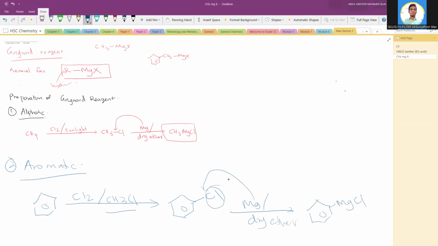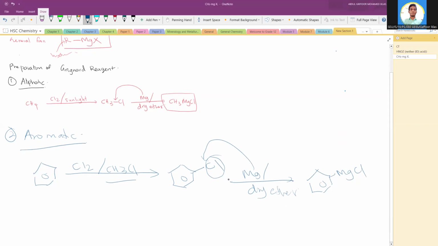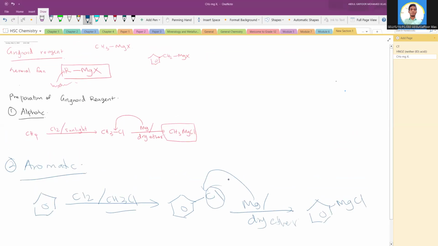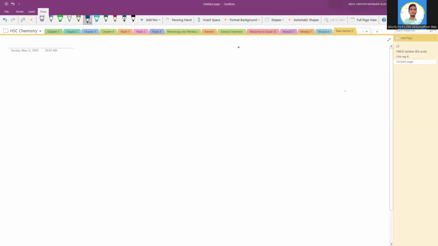We have around 10 reactions with respect to this Grignard reagent. We will see them one by one. Have you clearly understood how Grignard reagent is prepared first? Okay. So the first one is type 1: acidic aqueous solution.